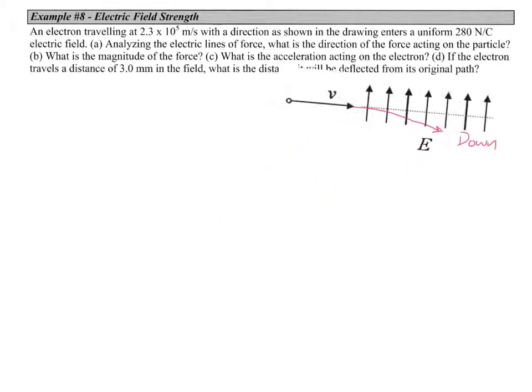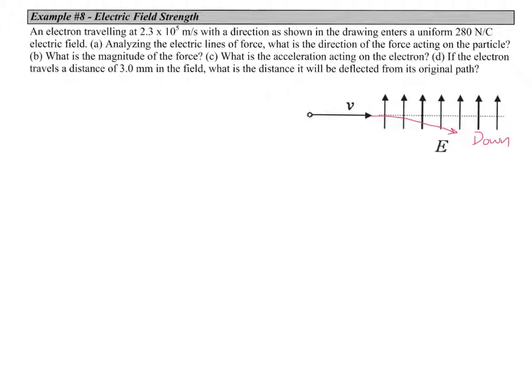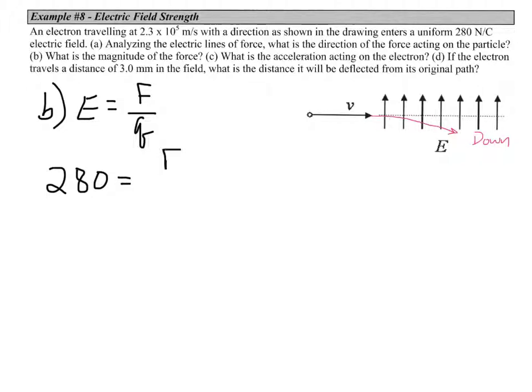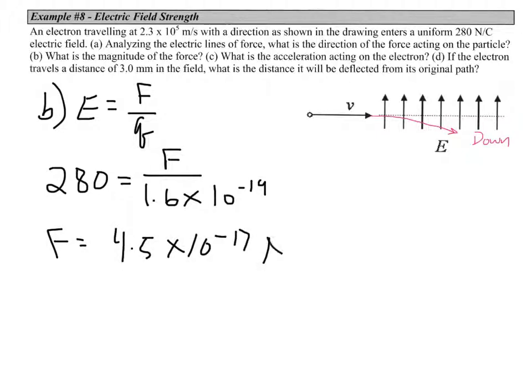Okay, great. So part B asks us to figure out the magnitude of that force. Well, we're given information about the size of that electric field, so we can figure out easily the size of that force using our electric field equation. We're told the size of the electric field is 280 newtons per coulomb. We're looking for the force. We would find the charge of an electron from our table of information on our equation sheet, and that's 1.6 times 10 to the negative 19 coulombs, giving us a force then of 4.5 times 10 to the negative 17 newtons.